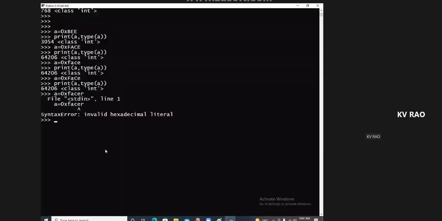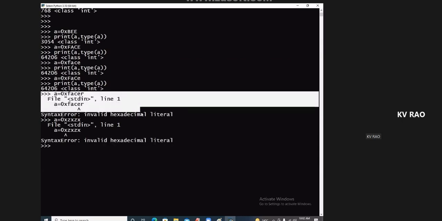You see the error: invalid hexadecimal error. And Venkatesh used this 0x. ZX is using. See that invalid literal. These are all called what? Things are very, very simple.